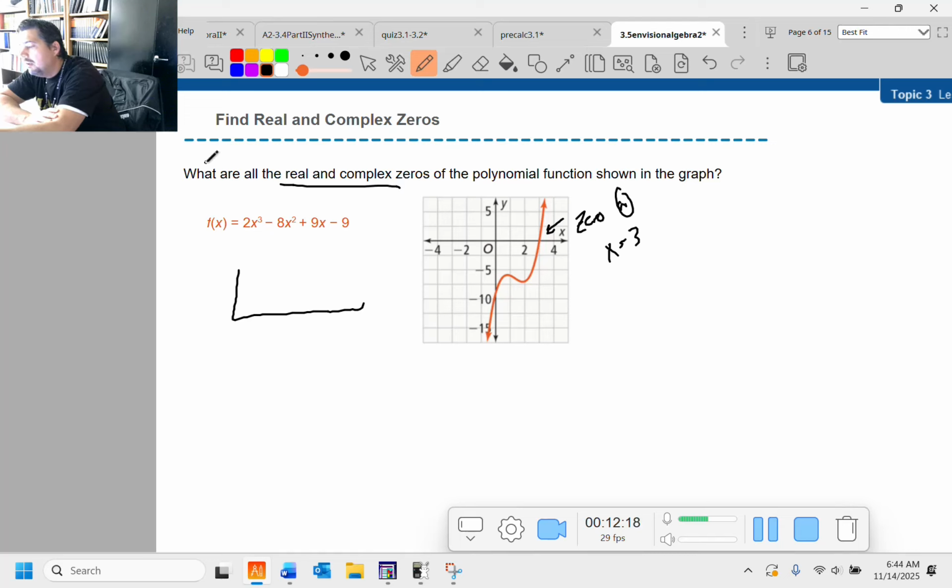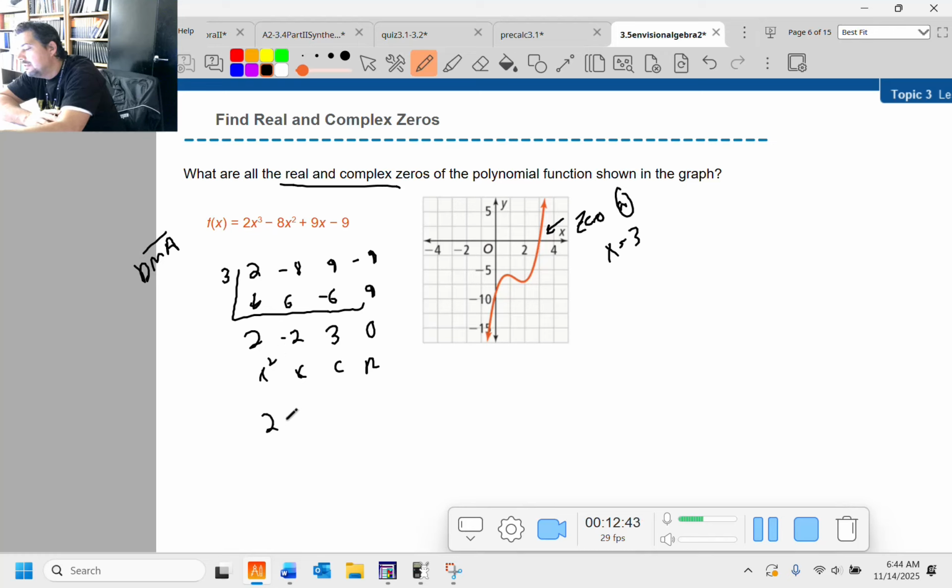Since I want all of them, I'm going to take that 3 and synthetically divide it out. Drop the 2. Remember your acronym from this. We did this Friday: drop, multiply, and add. So we drop the 2. 3 times 2 is 6. If we add, we have -2. 3 times -2 is -6. If we add, we have 3. 3 times 3 is 9. If we add, we have 0, the remainder. 2x squared minus 2x plus 3 is the missing factor.